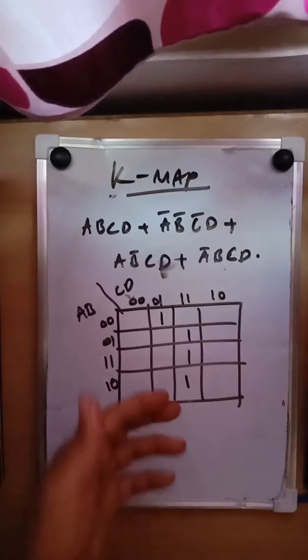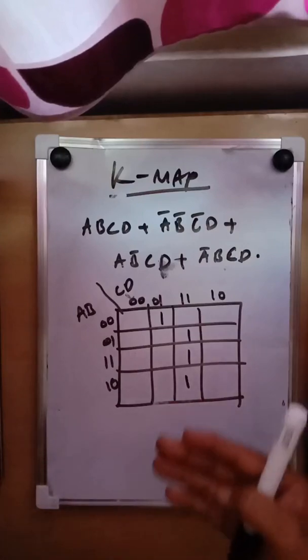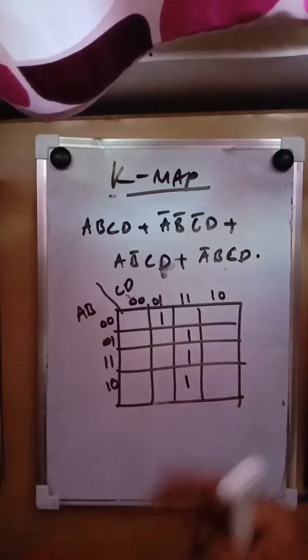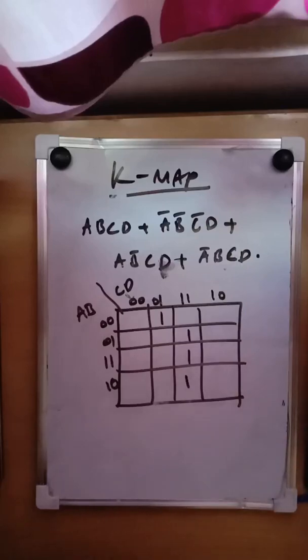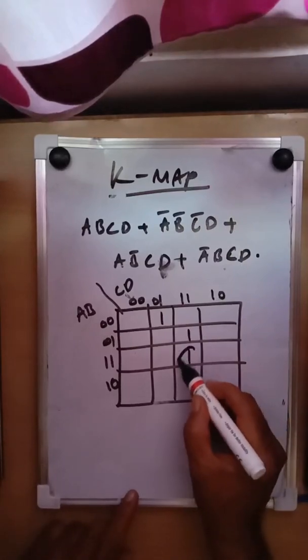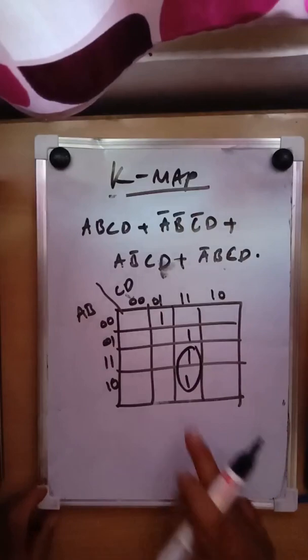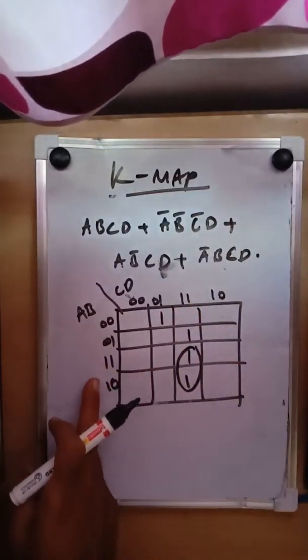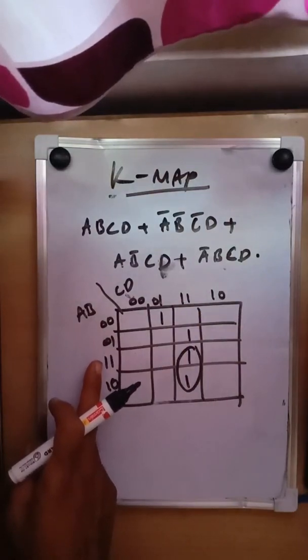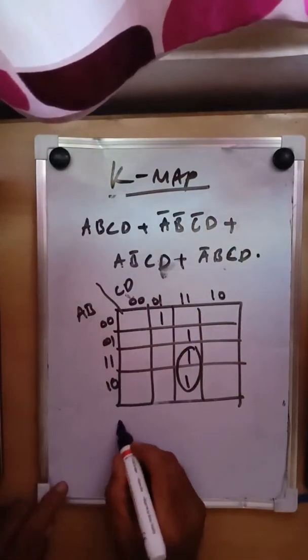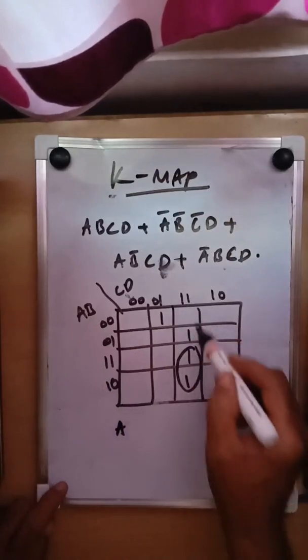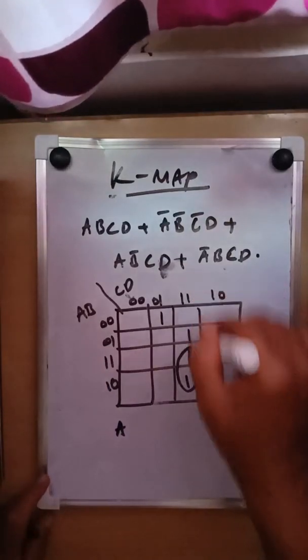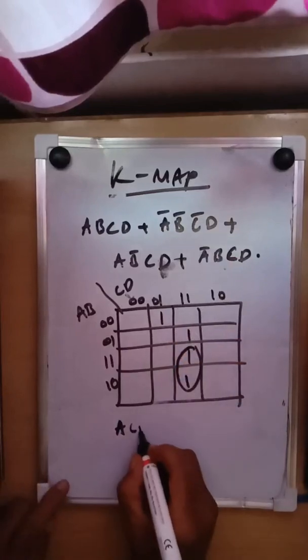As we already discussed, we can merge only 1, 2, 4 and 8 ones. Even though there are 3 ones side by side, we can't merge them. So first, merge side by side like this, but this merging belongs to these 2 rows and a single column. These 2 rows mean we consider only the unchanged value. A is not changed from 1 to 1, so take it as A. Next, since it is in the same column, that means CD, so ACD.